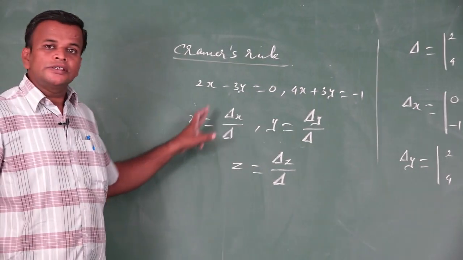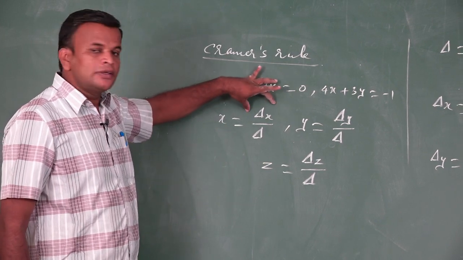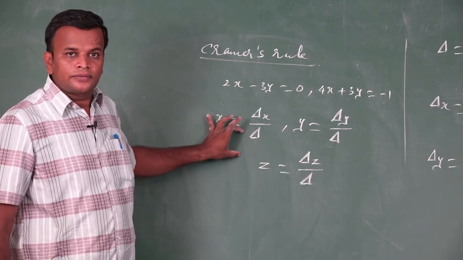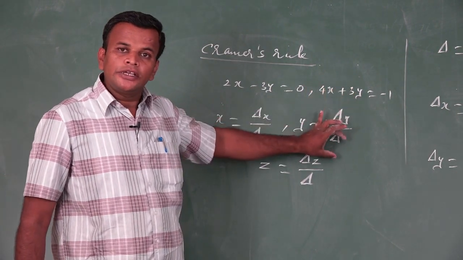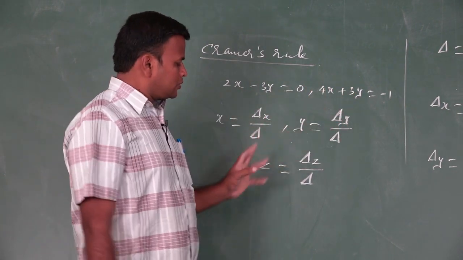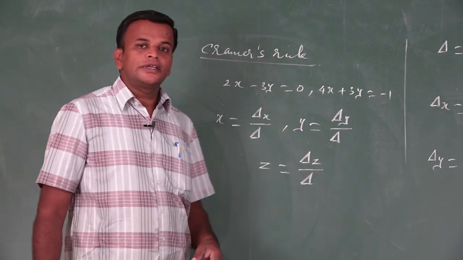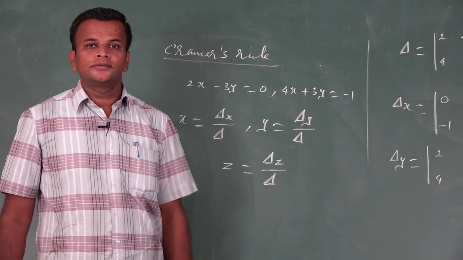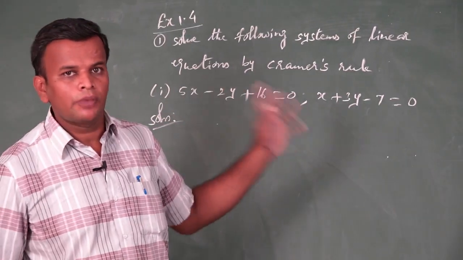The formula of x is del x by del. The formula of y is del y by del. The formula to calculate z is del z by del, when three equations and three unknowns are given. Now we use this Cramer's rule to solve some problems.